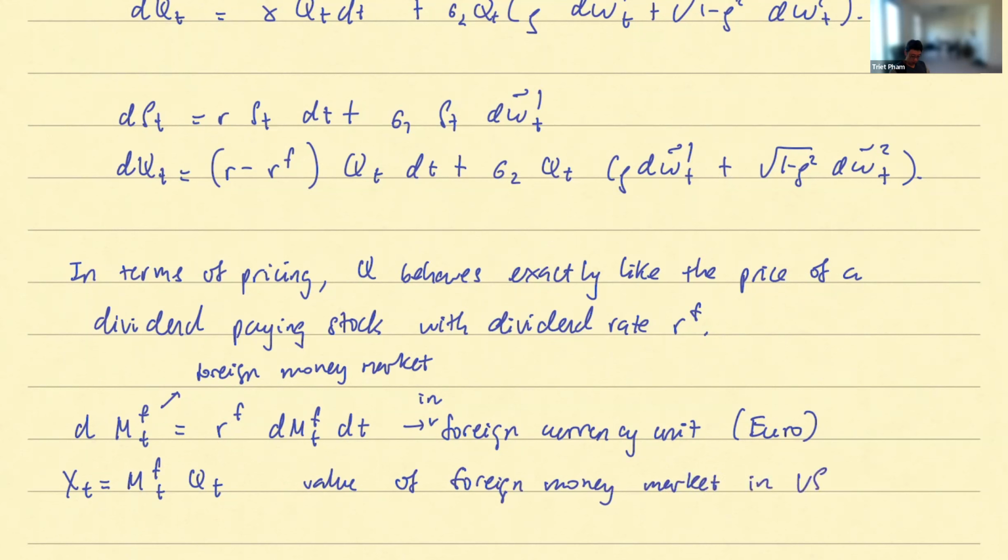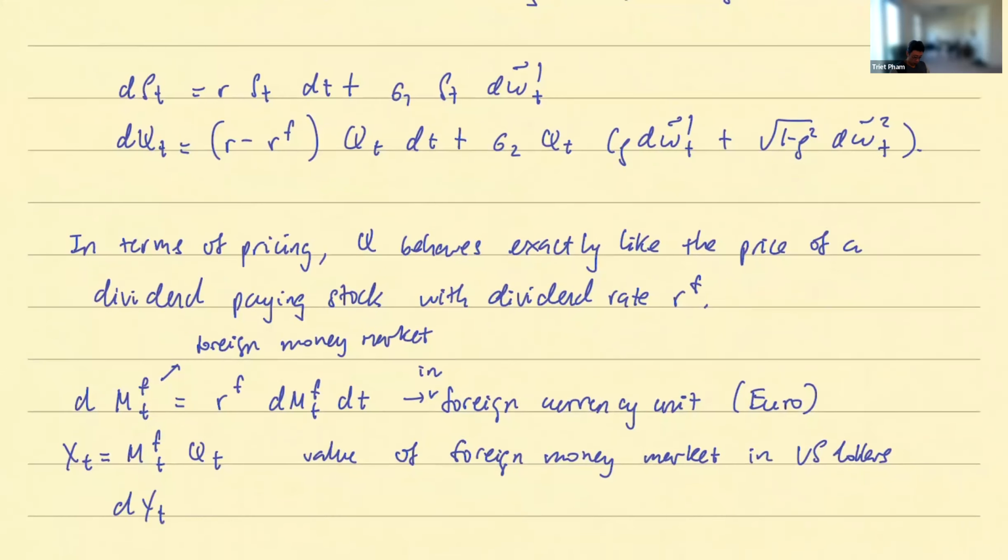In US dollars, right? So if you do this, then this guy will, because it earns the interest rate, right? And then you translate it back to the US dollars. Basically, you can check that it works out like this.